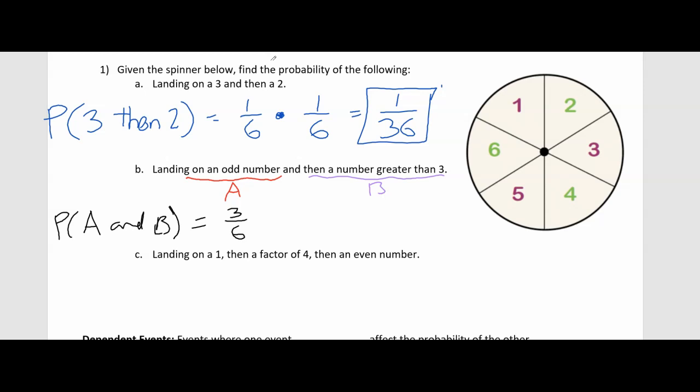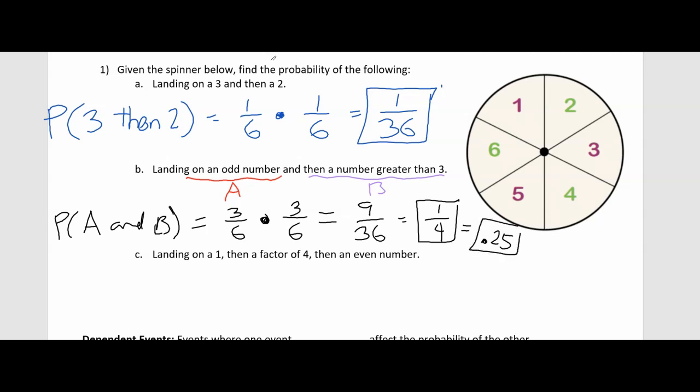The probability of it landing on a number greater than 3, well, that's also 3 out of 6, right? Because 4, 5, and 6 are greater than 3. So if I multiply those together, I get 9 out of 36, which ends up being 1 out of 4. So the probability of those two things happening back to back is 1 out of 4. This one could also write as 0.25.